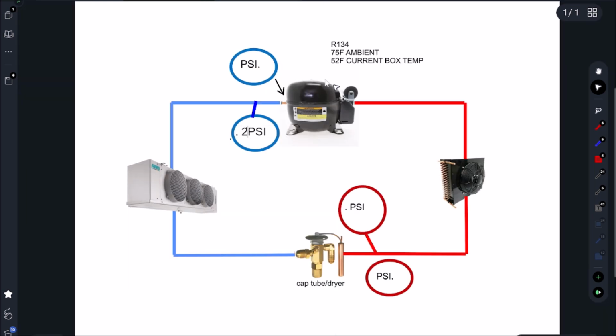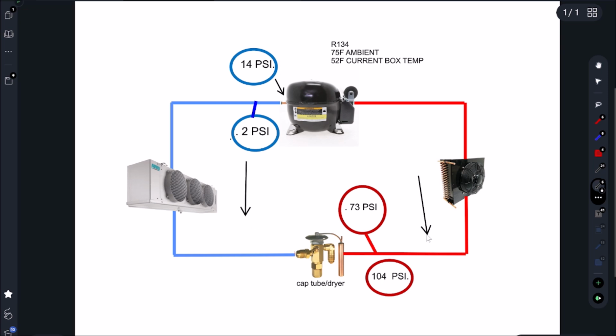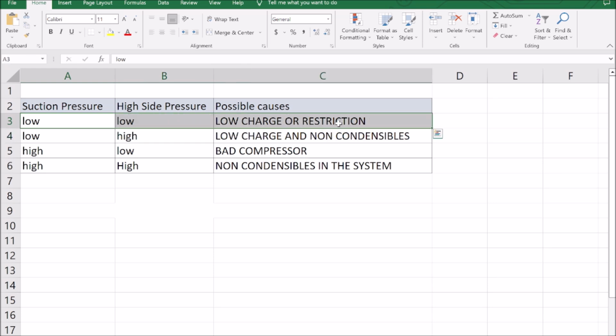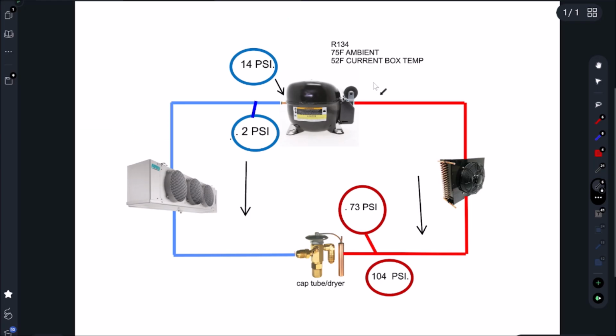All right, so we had 2 PSI on our suction, and we're looking for 14 PSI. And then on our high side, we had 73 PSI, and we're looking for 104 PSI. So that means we have low suction and low head. All right, so we're going to pull up our refrigeration troubleshooting flow chart. Low suction, low head means we have a low charge or a restriction. So we'll just hop back over to our refrigeration cycle chart.